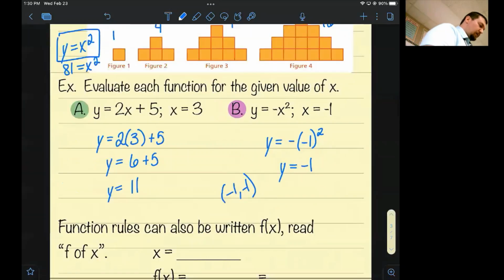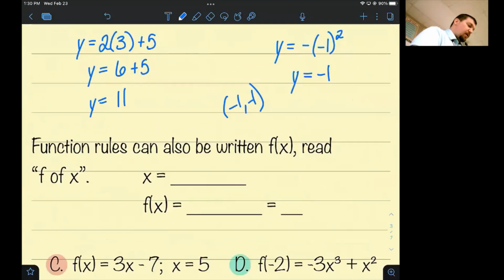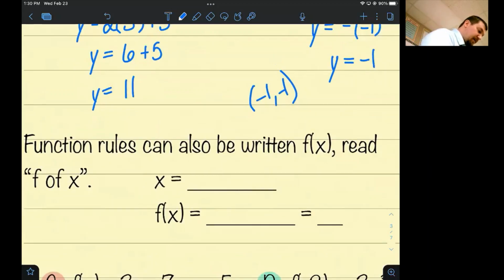Okay. All right. Function rules can also be written as f of x, and they read f of x. Okay, so you'll see that next year a little bit more often than what you are this year. I'll write it occasionally, but you'll see it a lot next year. So x is the input.